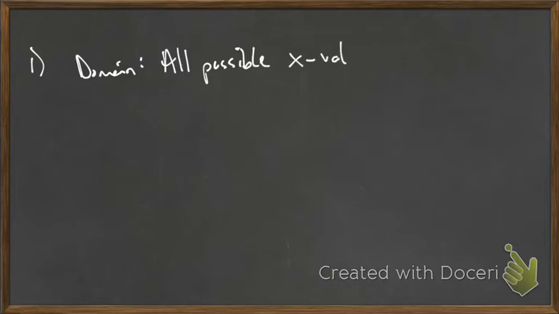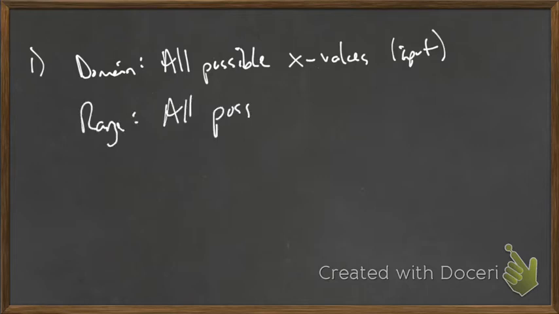Alright everybody, let's start going over your formative assignment answers. So question 1, it asks what is domain and range? Domain is all possible x values, also can be called the input, and the range is all possible y values, also known as the output.